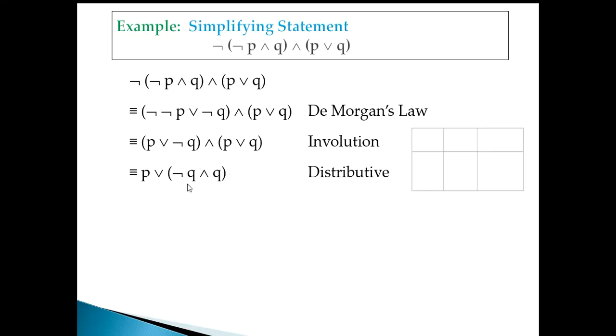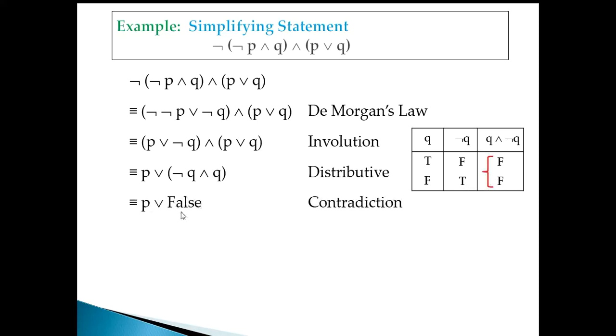What is this value? You can see here, if we have q, the negation of q is: true, false, false, true. So what is the value of q and negation of q? True and false is false, false and true is false. So it is false. This is the contradiction law also, right? So this is false.